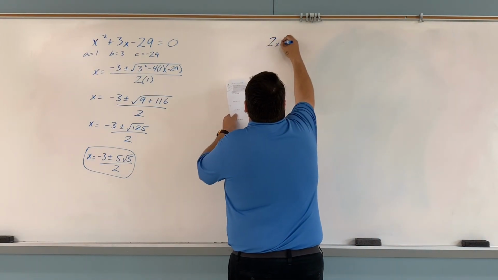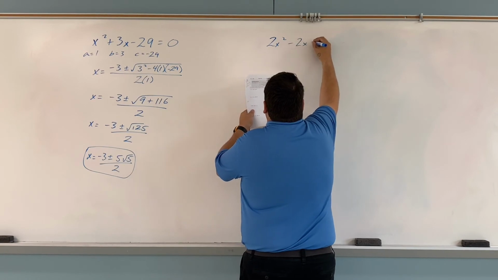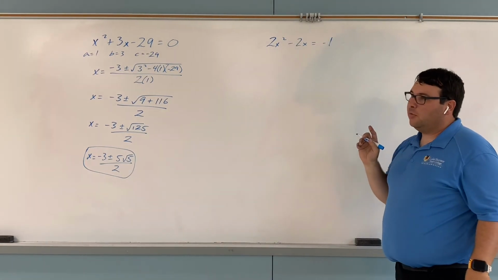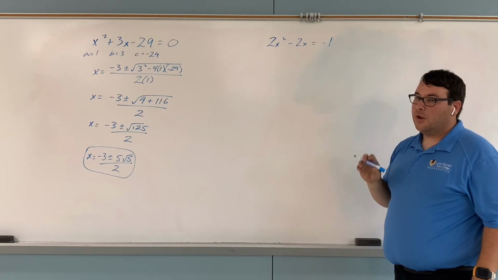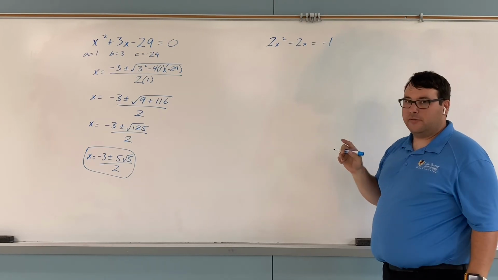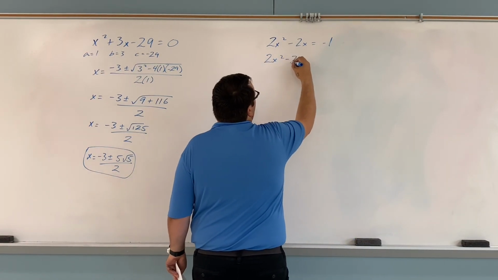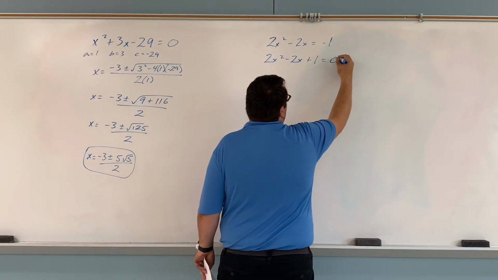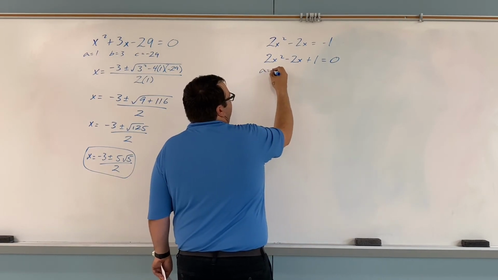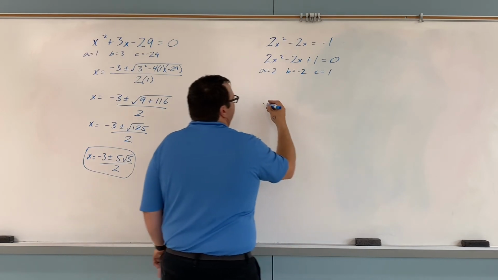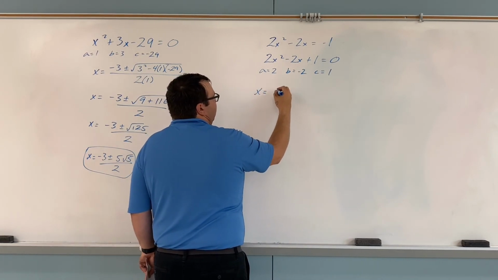So my next problem, I have 2x squared minus 2x is equal to negative 1. Am I currently in standard quadratic form? No, I have to be equal to 0 for that form. So let's go ahead and rearrange. So I have 2x squared minus 2x plus 1 is equal to 0. Identify a, b, and c. And then plug into your formula.